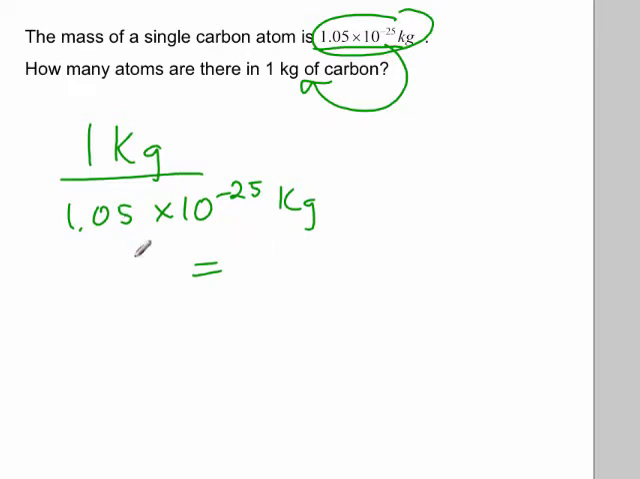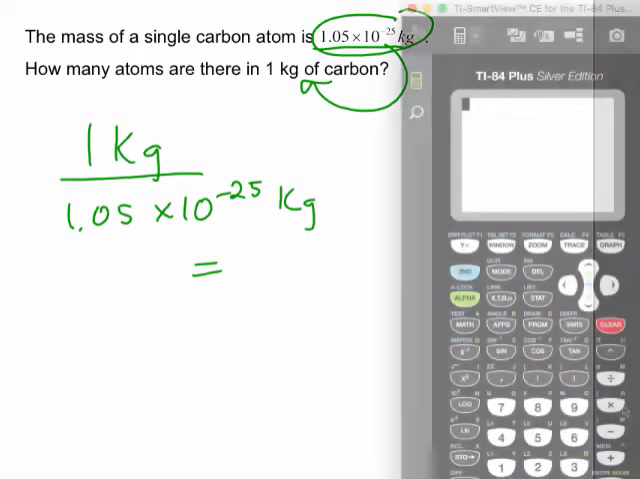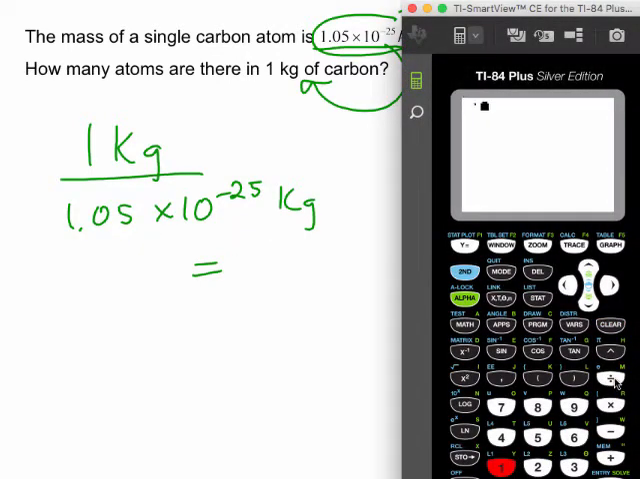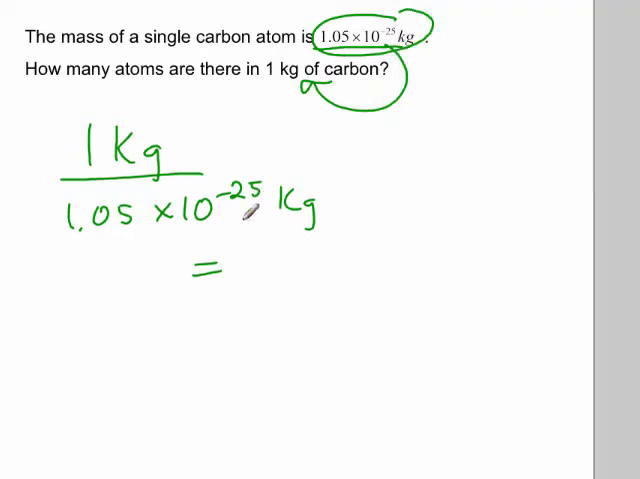And let's just pop this directly into the calculator. This should be a lot of atoms. 1 divided by, bracket, 1.05 times 10 to the negative 25. So 9.5 times 10 to the 24th atoms.